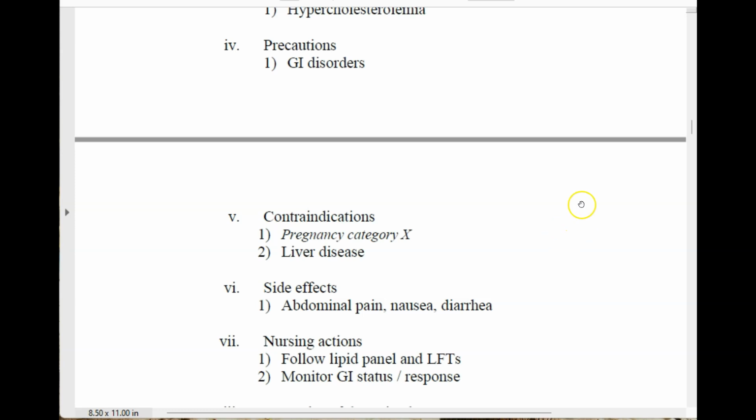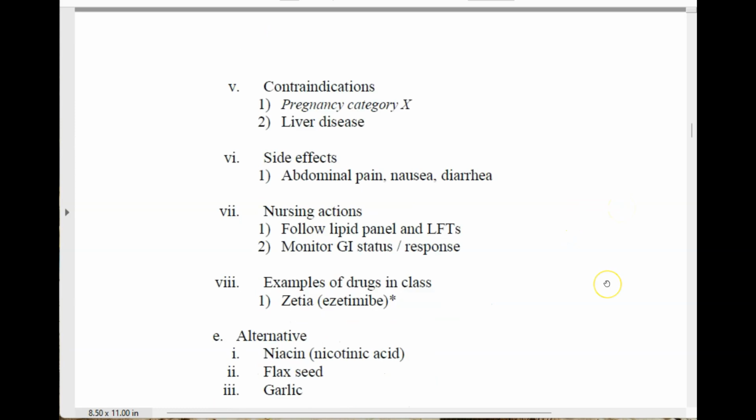Some nursing actions or nursing interventions: follow the lipid panel. So we want to know what our cholesterol levels are, especially the total cholesterol. And we also want to know the liver function test results. Why? Because we know that it can affect the liver. Another thing that we want to monitor is our GI status and response. So how is the patient tolerating it? Is it causing a lot of discomfort? Is it causing a lot of GI distress?